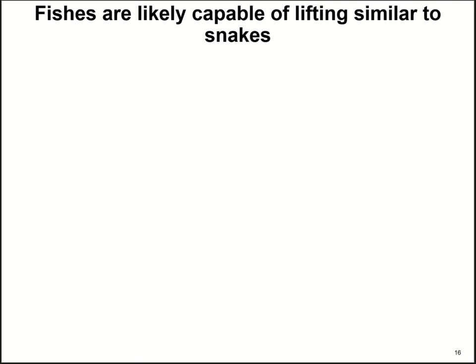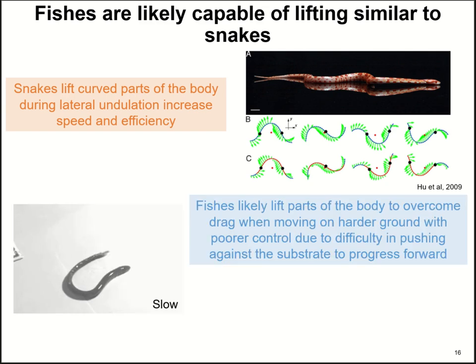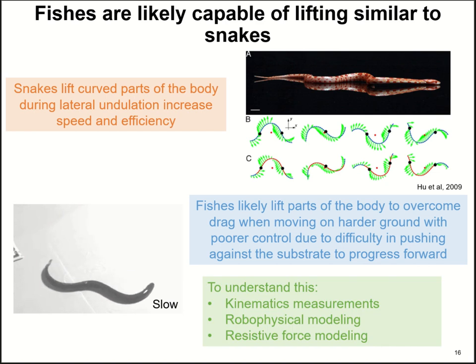A previous study in snakes found that snakes lift parts of their body during lateral undulation to modulate ground friction. Fishes likely lift parts of their body for a similar function when moving on harder ground, but with poorer control due to the difficulty in pushing against the substrate to progress forward. In order to understand the lifting in these fishes, we have started looking into kinematic measurements, robophysical modeling, and resistive force modeling.